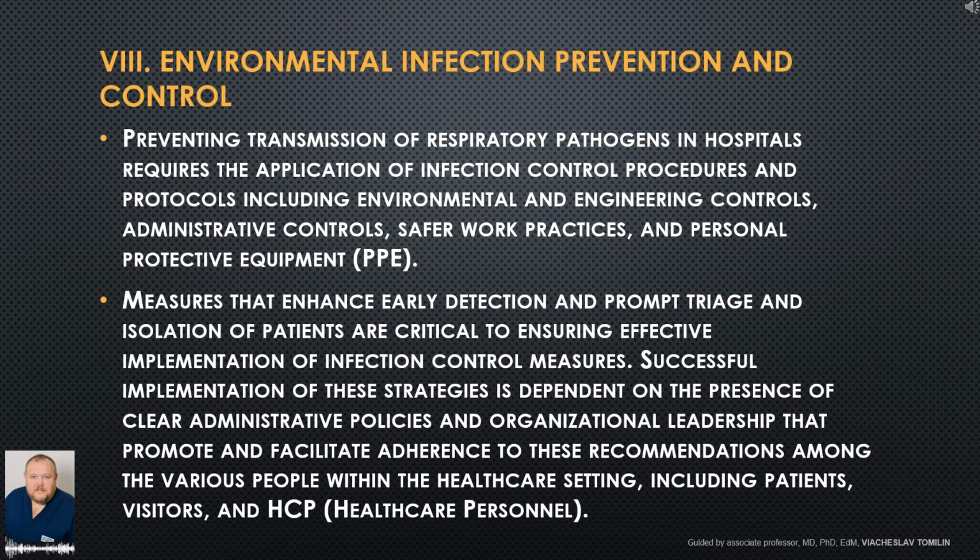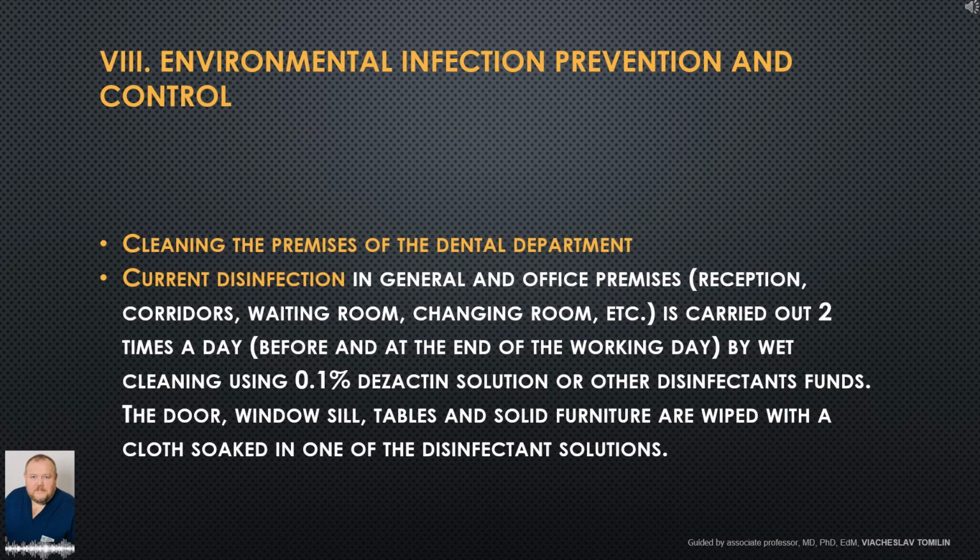8. Environmental infection prevention and control. Preventing transmission of respiratory pathogens in hospitals requires the application of infection control procedures and protocols including environmental and engineering controls, administrative controls, safer work practices, and personal protective equipment. Measures that enhance early detection and prompt triage and isolation of patients are critical to ensuring effective implementation of infection control measures. Successful implementation of these strategies is dependent on the presence of clear administrative policies and organizational leadership that promote and facilitate adherence to these recommendations among the various people within the healthcare setting, including patients, visitors, and healthcare personnel. Cleaning the premises of the dental department.